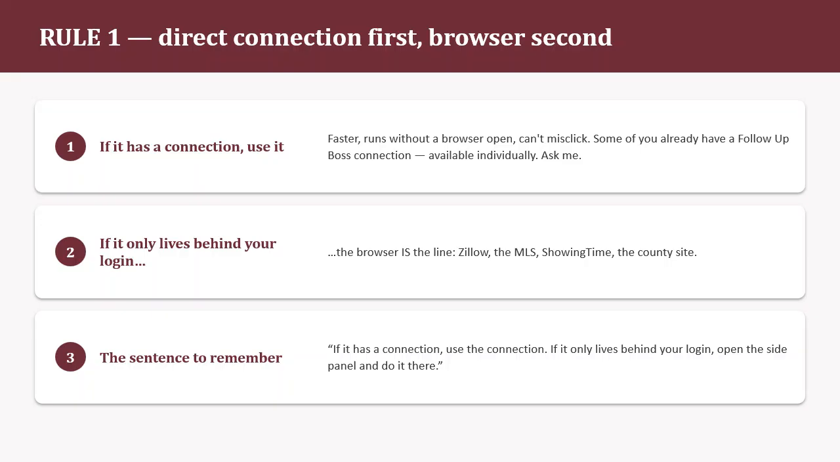But, and here's the point, for the systems with no direct line, and that's most of your daily tools, Zillow, the MLS, ShowingTime, the county site, the browser is the line. There's no other door. So here's the rule in one sentence, and I want you to be able to say it back to me. If it has a connection, use the connection. If it only lives behind your login, open the side panel and do it there.